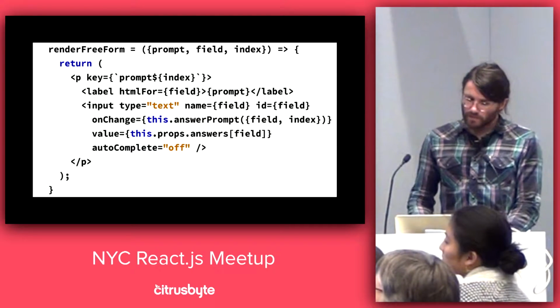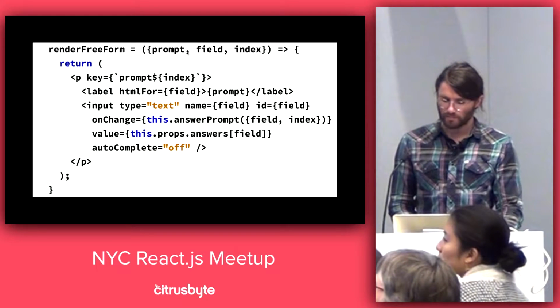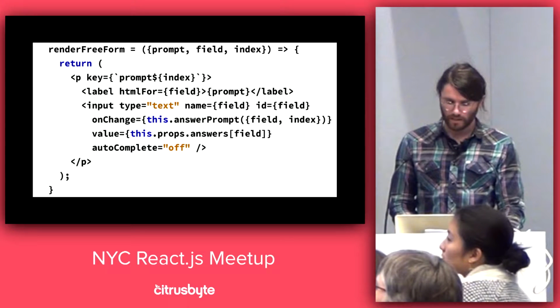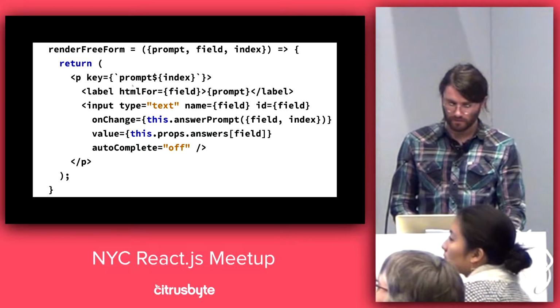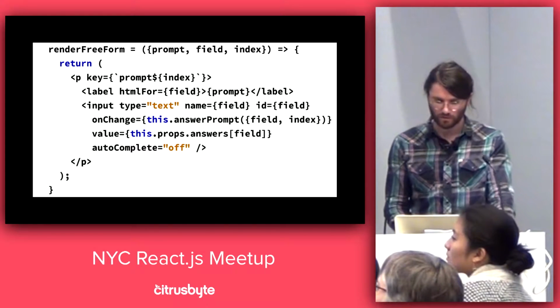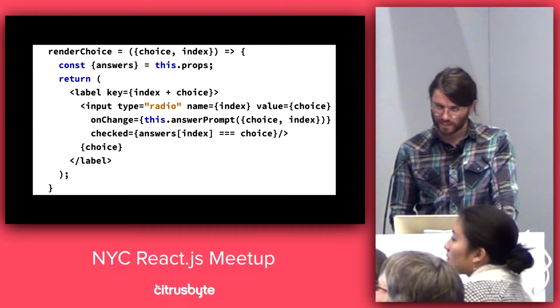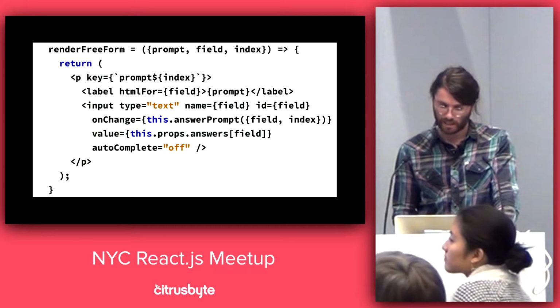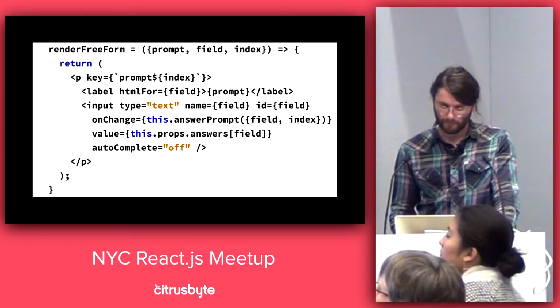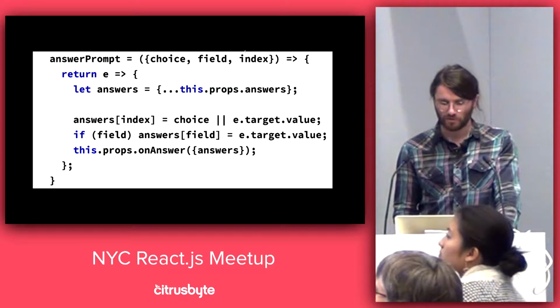For the render freeform, it's pretty similar to the render multiple choice. It's passed a prompt and a field rather than a prompt and choices. Key is going to use that index again. Label will have the prompt, and then the input field is going to be named for that field. On change, we're doing answer prompt again. And this time, instead of passing it choice and index, we're passing it field and index. Answer prompt can be passed choice, it can be passed field, it's always passed index. So it deals with either of these.